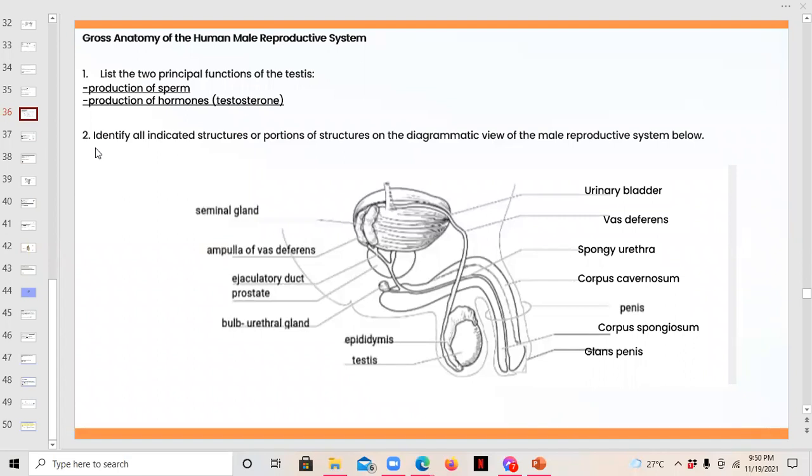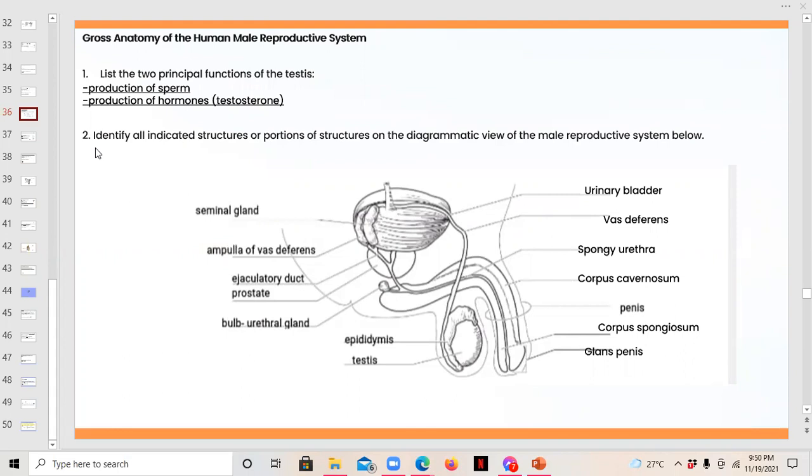Gross anatomy of the human male reproductive system. Number 1. List the two principal functions of the testes. The two principal functions of the testes are production of sperm and production of hormones, specifically testosterone.